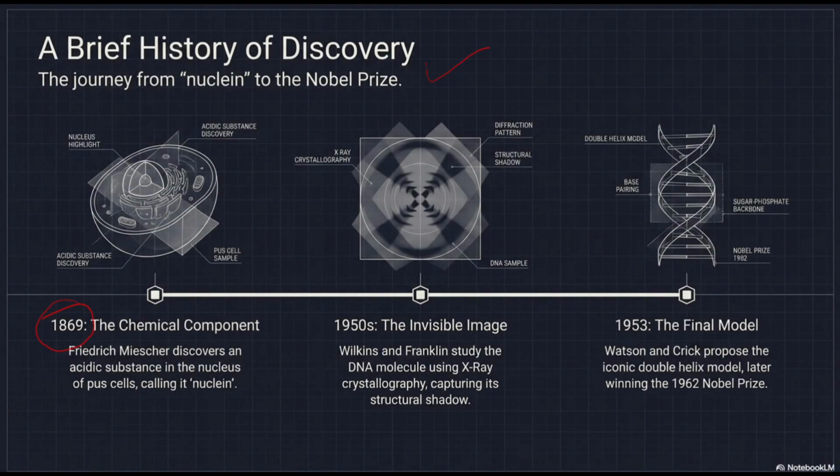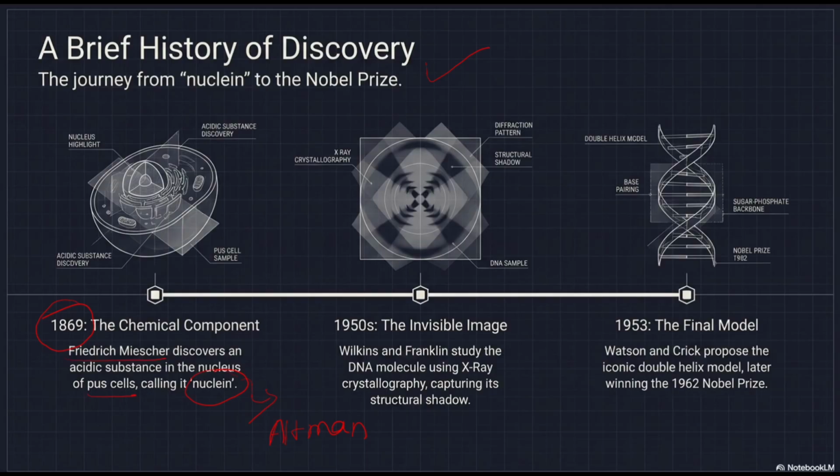The story begins in the year of 1869. A young Swiss scientist named Friedrich Miescher discovers an acidic substance in the nucleus of pus cells, calling it nuclein. This nuclein is actually the nucleic acid. Later on, the term nucleic acid was given by the scientist Altman. At that time, nobody knew its importance. Scientists believed that the proteins carried hereditary information because proteins are chemically much more complex than DNA.